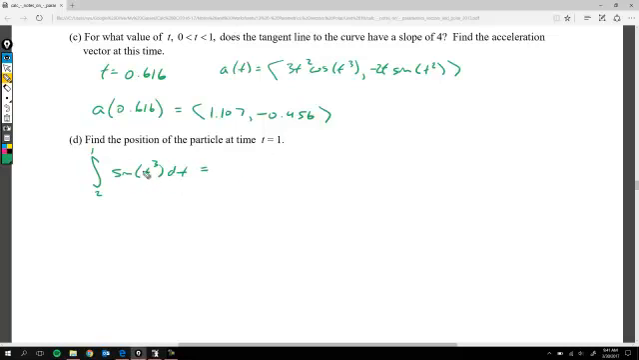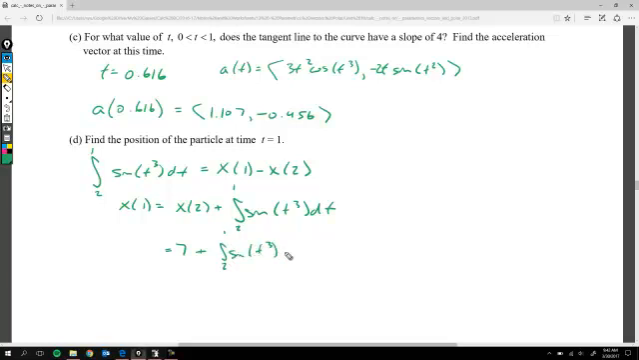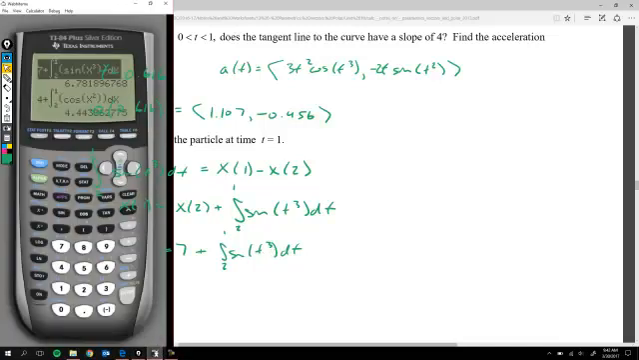The reason is that when I use the first fundamental theorem of calculus, it's going to give me my position at 1 minus my position at 2. That's how integrals work. This is my position at 1 in terms of x, so I'm going to add x of 2 to both sides. I get x of 1 equals x of 2 plus the integral from 2 to 1 of sine of t cubed dt. Now I know x of 2 is 7, and all I need to do is figure out what this integral is. I go to my calculator, where I already typed it in, and you end up getting 6.781.